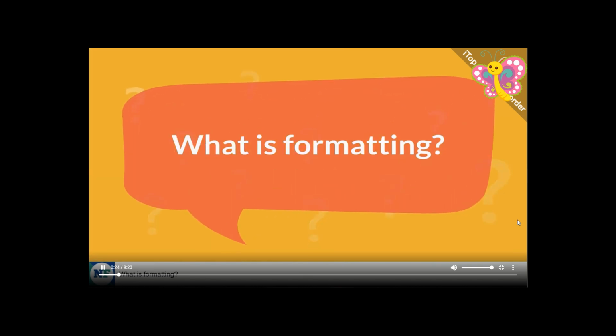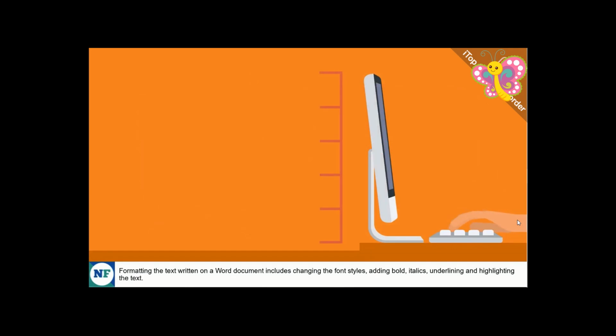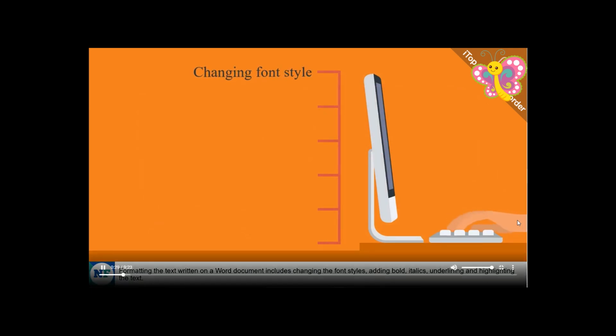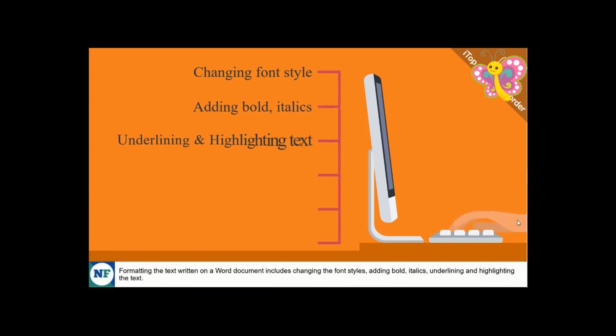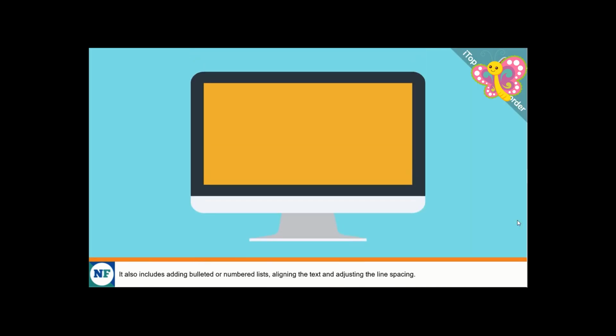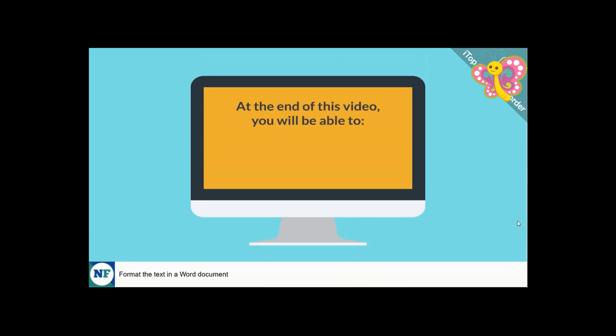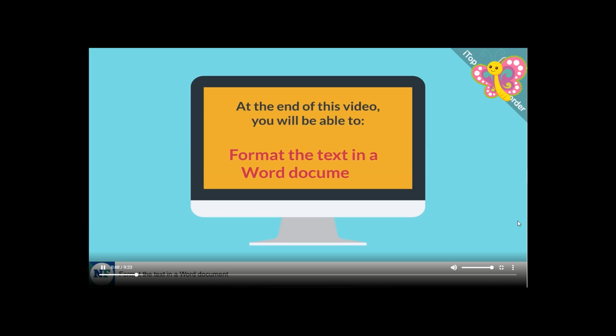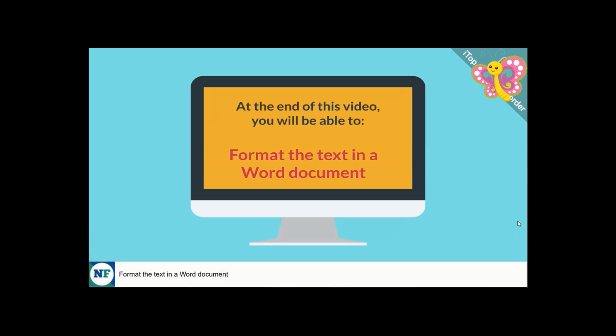What is formatting? Formatting the text written on a Word document includes changing the font styles, adding bold, italics, underlining and highlighting the text. It also includes adding bulleted or numbered lists, aligning the text and adjusting the line spacing. At the end of this video, you will be able to format the text in a Word document.